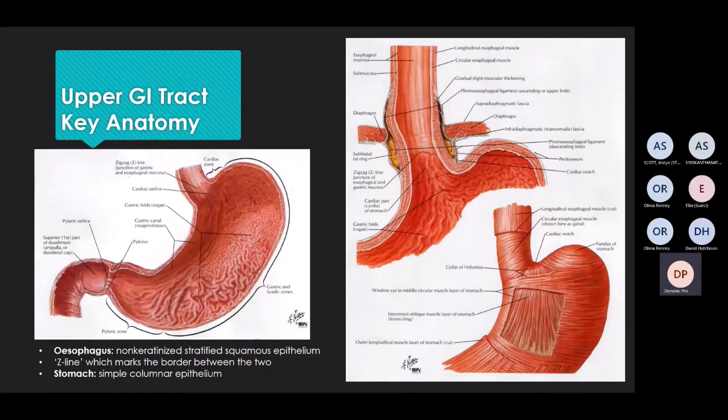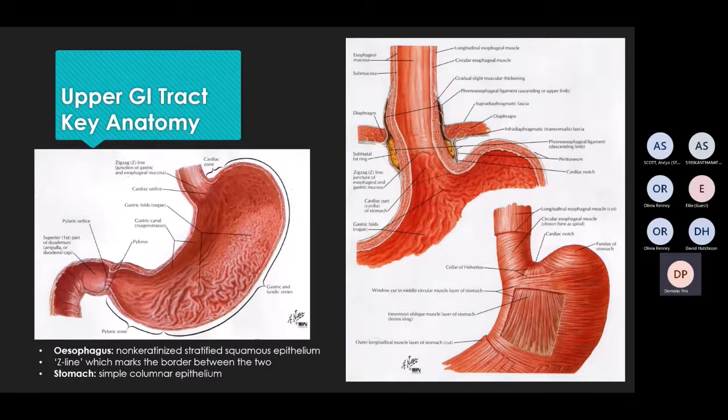So, a little bit more: you can see on this lovely image on the left from Netter the little wrinkles in the stomach, which are called rugae, and the stomach is of a slightly darker color than the esophagus. If you look at the right-hand image, you can see a smoother appearance to the esophagus, and then this wrinkly, rugated appearance to the stomach.